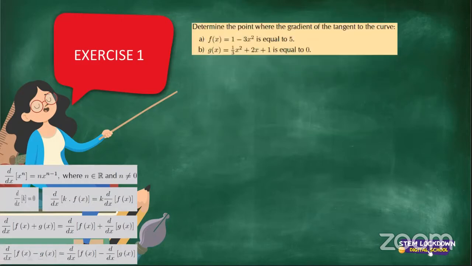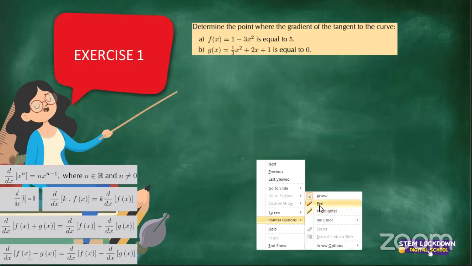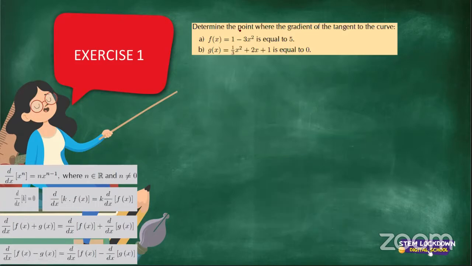So from your homework, you had to determine the point. So let's highlight that. So you had to calculate the point where the gradient of your tangent to the curve.